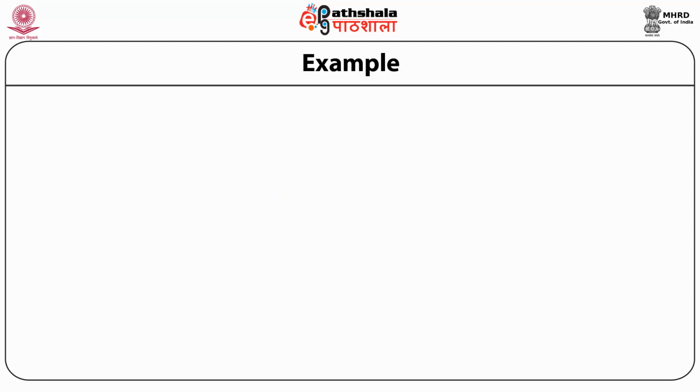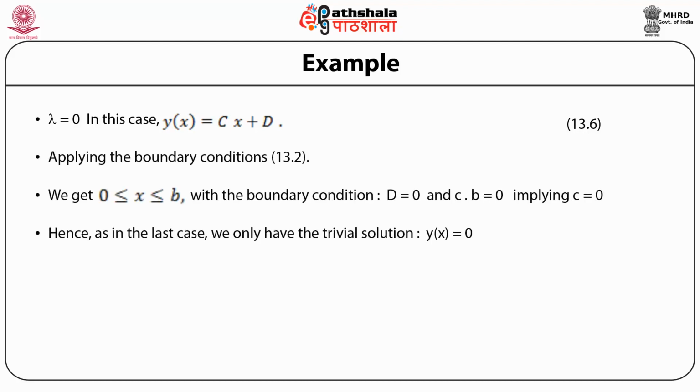Now let us consider the case where lambda is equal to 0. When lambda is equal to 0, the solution can be written in terms of two arbitrary constants c and d, and the solution is y(x) equal to cx plus d. When we apply the boundary condition, x equal to 0, y is 0, therefore this implies d is equal to 0. At x equal to b, y is 0, therefore c times b is 0. Since b is not 0, c is 0. So c is 0 and d is 0, therefore y is 0.